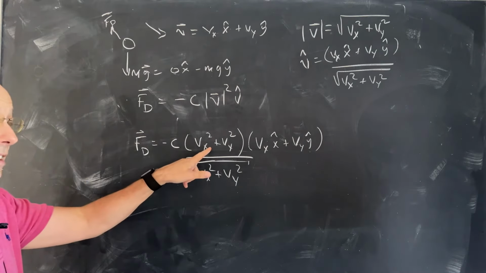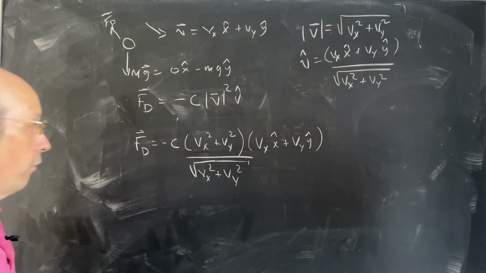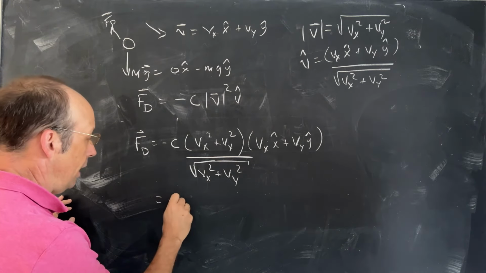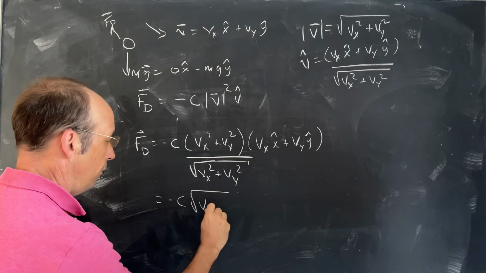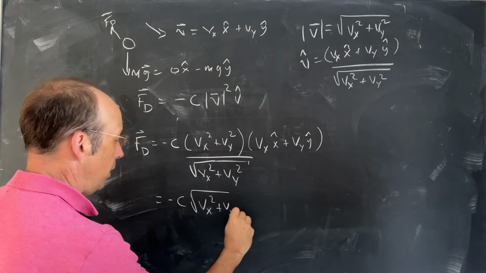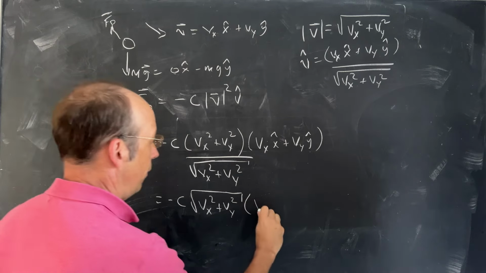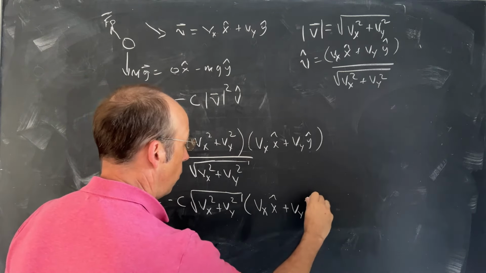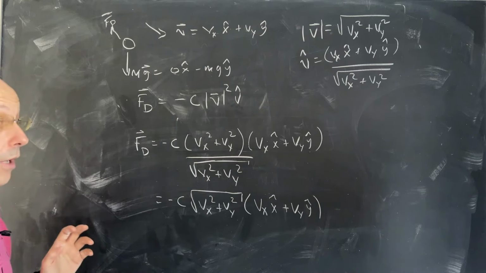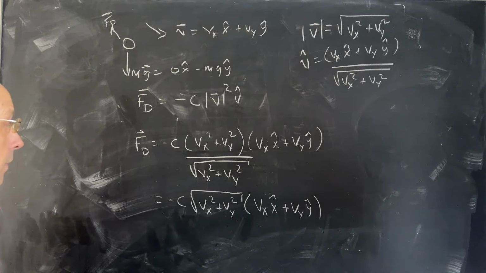Okay, so I can simplify this because I have this and the square root of that. So this is just going to be a square root up here. So let's write this as negative c square root vx squared plus vy squared. That's a y. I have my trouble with my y's. And then I have vx x hat plus vy y hat. Maybe you can already see where we're going, okay? But if you can't, just hold on because we're going to get there.